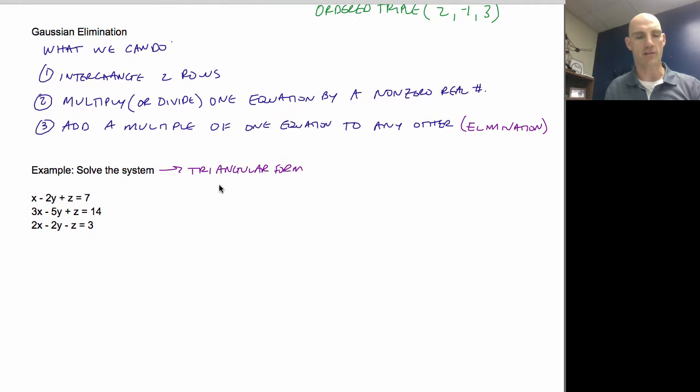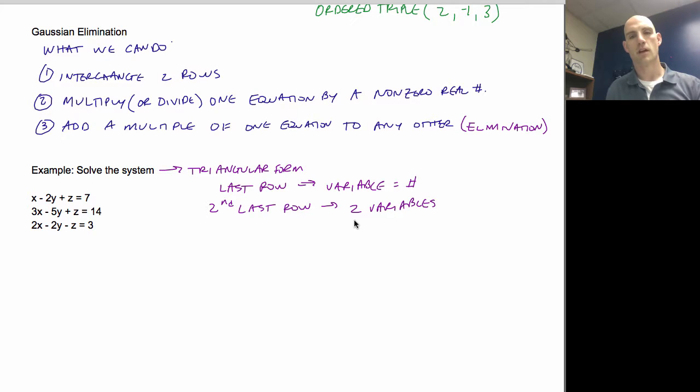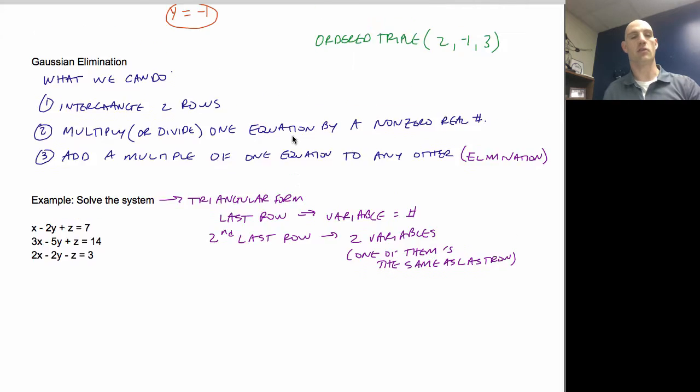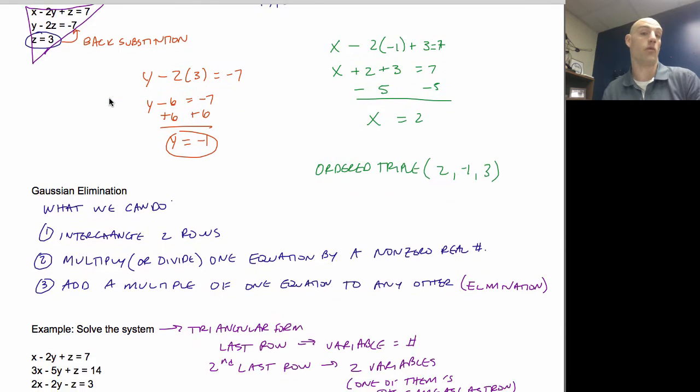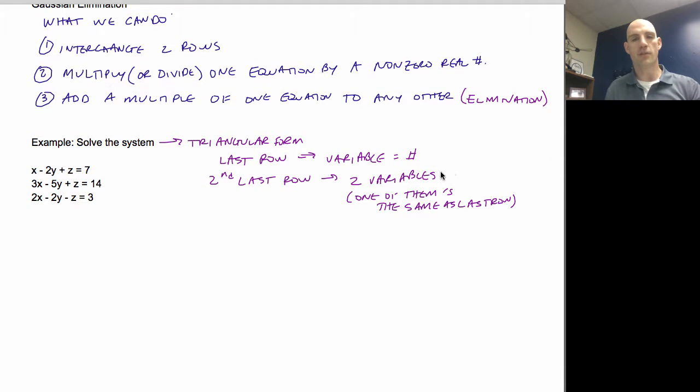So triangular form is going to have the last row be a variable equals a number. The second to last row has two variables, and one of them is the same as the last row. That's very important. Like in this equation up here, I had z equals 3, and in my second to last row, one of them was z. That's why back substitution worked. Two variables, and my third to last row has three variables, and up and up.